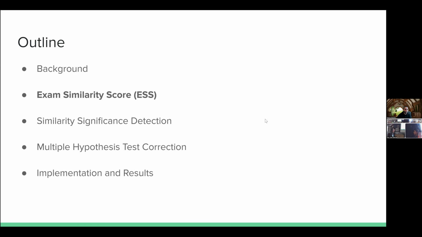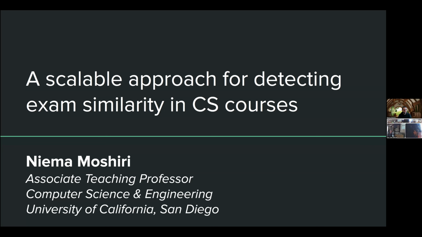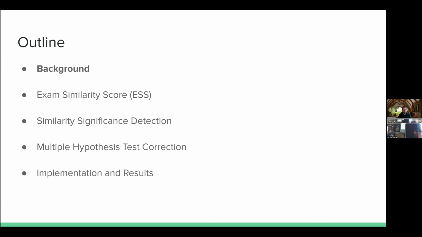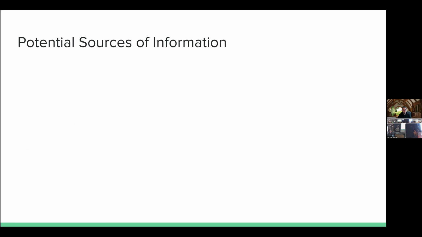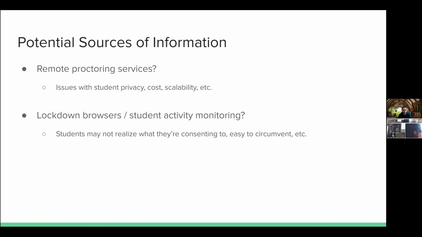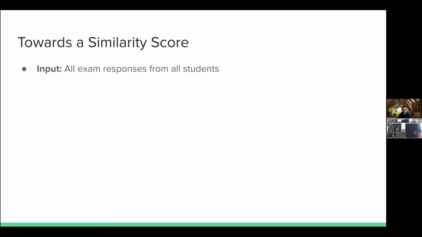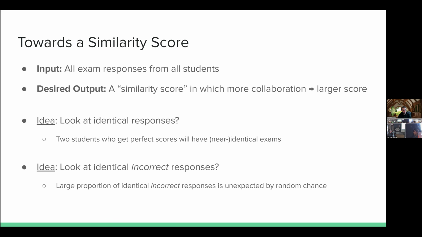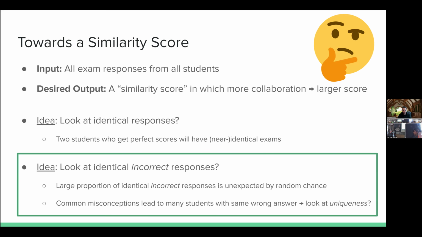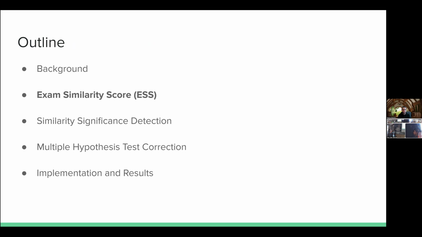So just to summarize for folks watching the recording, we just finished the background. I'll jump to the beginning. Here's the title slide. Background: online exams are here probably to stay, or at least becoming more prevalent. We want to look at exam responses to look for exam similarity. Uniqueness of shared incorrect responses is the signal I'm going to be focusing on. So hopefully now people in the recording are also up to speed.